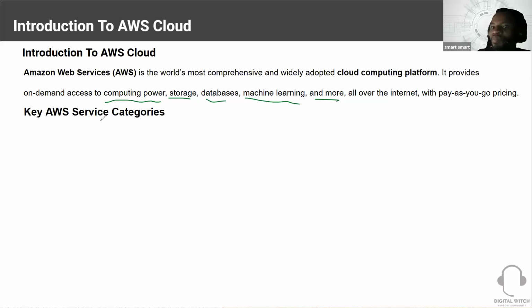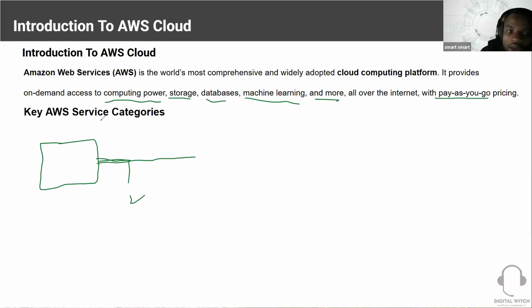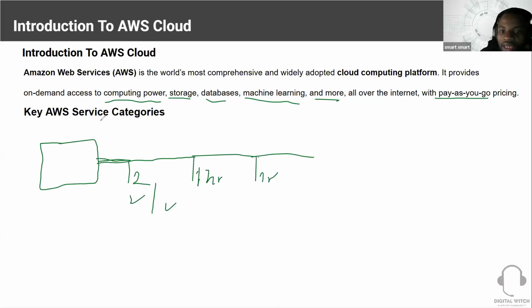And what is the type of payment? Pay as you go pricing. Pay as you go pricing is that when you create an instance and you are using it, immediately you start paying as you use. Every one hour, they will bill you.